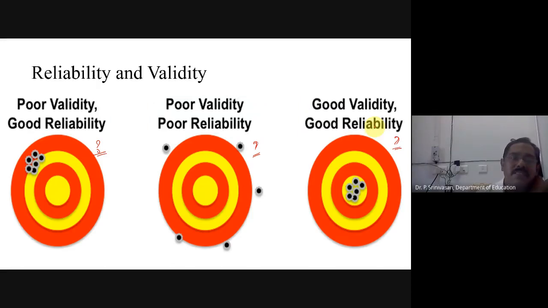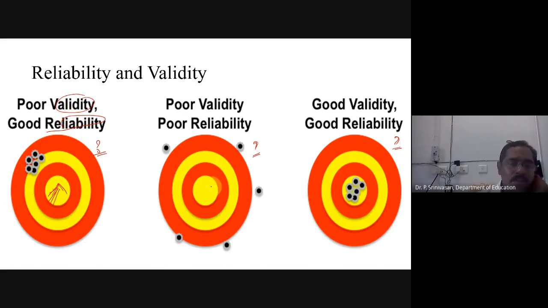So these are the answers. The first diagram, the bullets on the target, it is very near. Again, repeatability is there. But what is the value? You have to hit the bullseye. You have to hit here, then only you will get the points. But we are hitting at the same place again and again, which means that we have reliability, but we don't have validity.